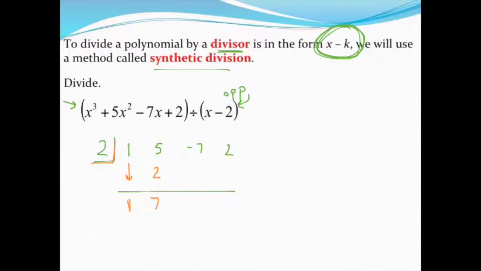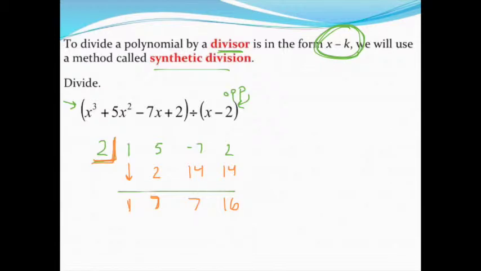Once you write that number below the line, you repeat the process. Take 7, multiply it by the number in the box, the 2, and come up with 14. Add those values together, -7 plus 14 gets you a 7, and then repeat again. 7 times the 2 that's in the box is 14. Record that number, add those values together, and we get 16. We're out of numbers.